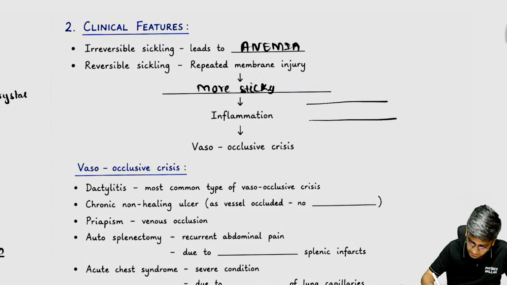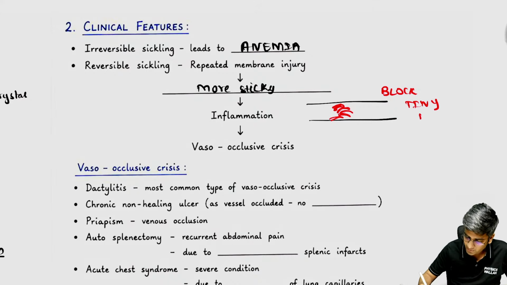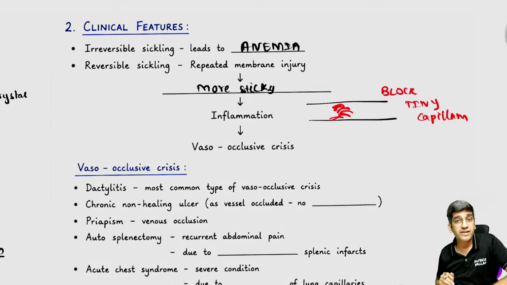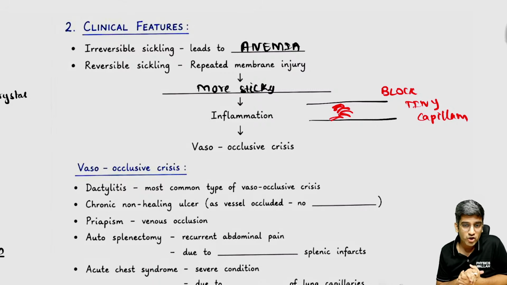So draw a blood vessel, draw sickled RBCs getting piled up one after the other, which will block the tiny vessels. It might not block an iota, not possible, right? It can block a tiny vessel, an artery, arteriole, a capillary, it can definitely block. I'm just writing capillary, but you can write tiny vessels. So the moment the capillaries are blocked, you'll end up having vaso-occlusive crisis.